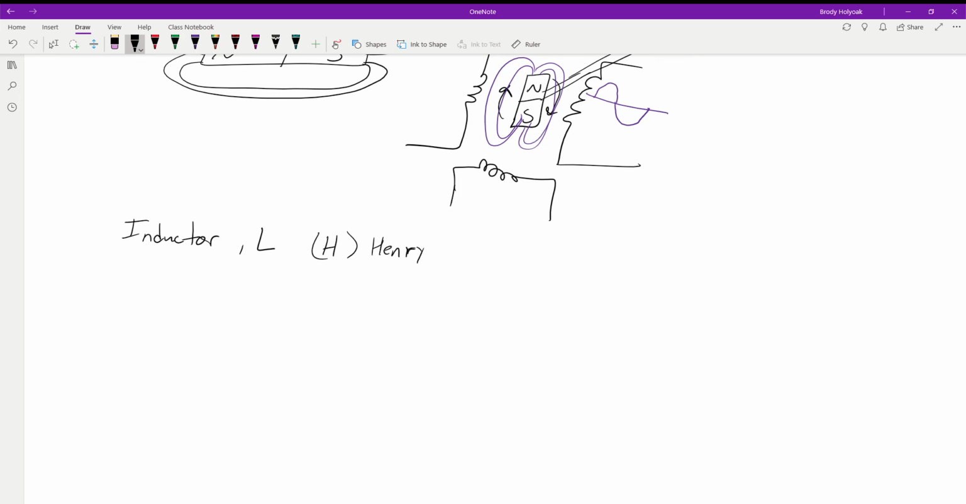So now, just like a capacitor stores its energy as a charge, like a physical charge that it stores and has to be dissipated, an inductor stores the energy in a magnetic field.